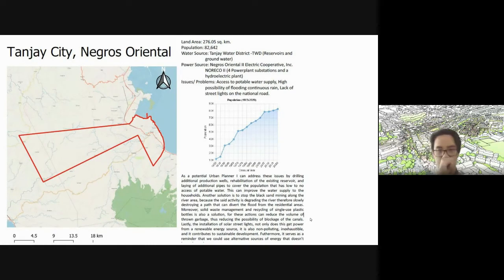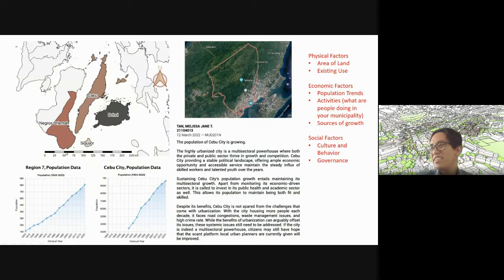So the bigger problem in Tanjay City is that the source of water is now an area for armed conflict. So that's a really difficult problem to have, that I don't think urban planning and urban design has the solution to. That's very much a political problem.